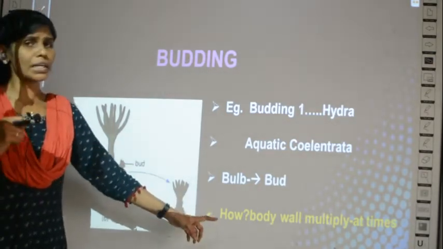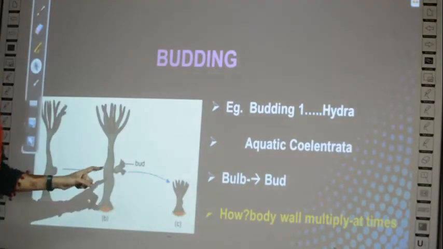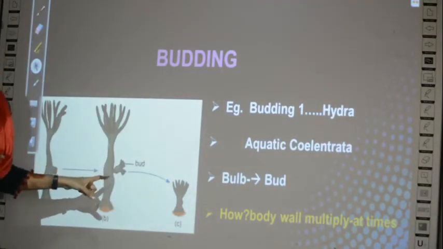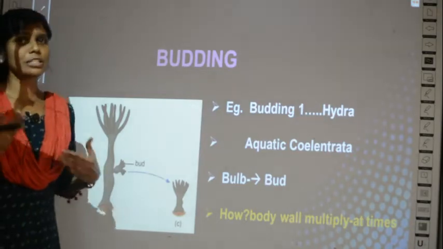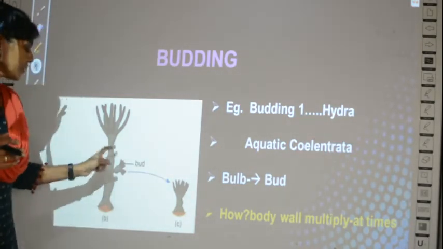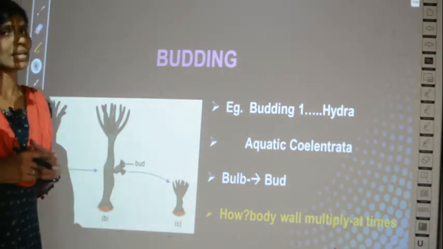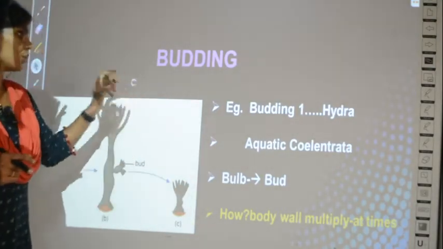And how is a bud formed? Why is a bud formed? Because at some portion of the hydra suddenly there is more multiplication of cells, and that's why this region is swollen and it will pop out as a bud. This also you should know.